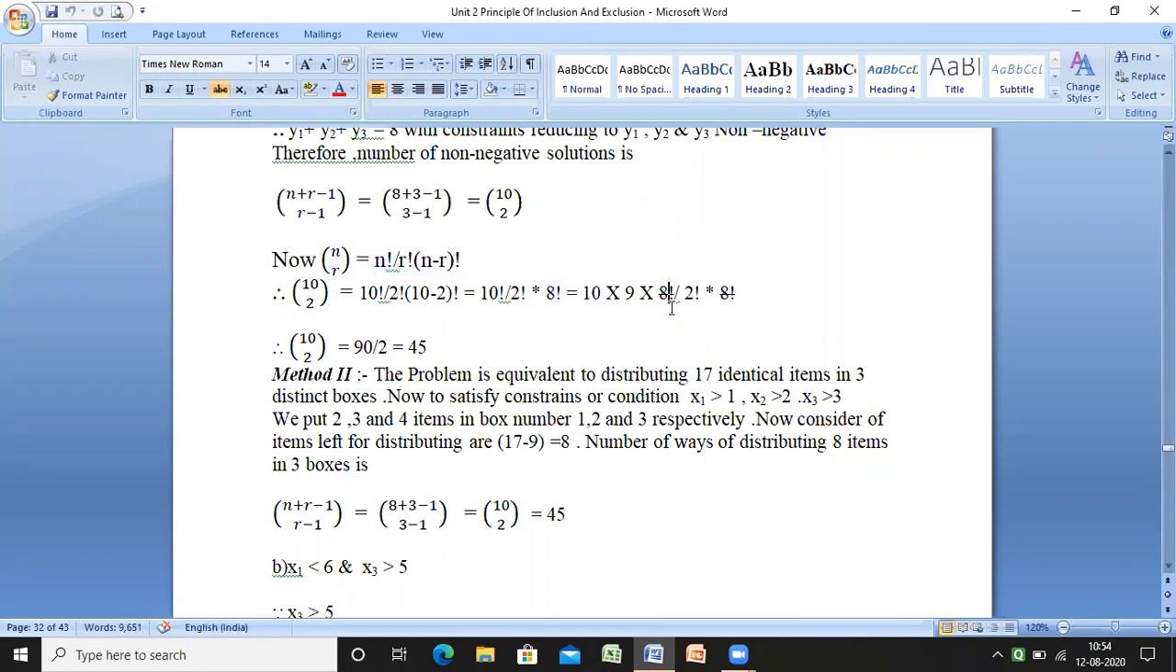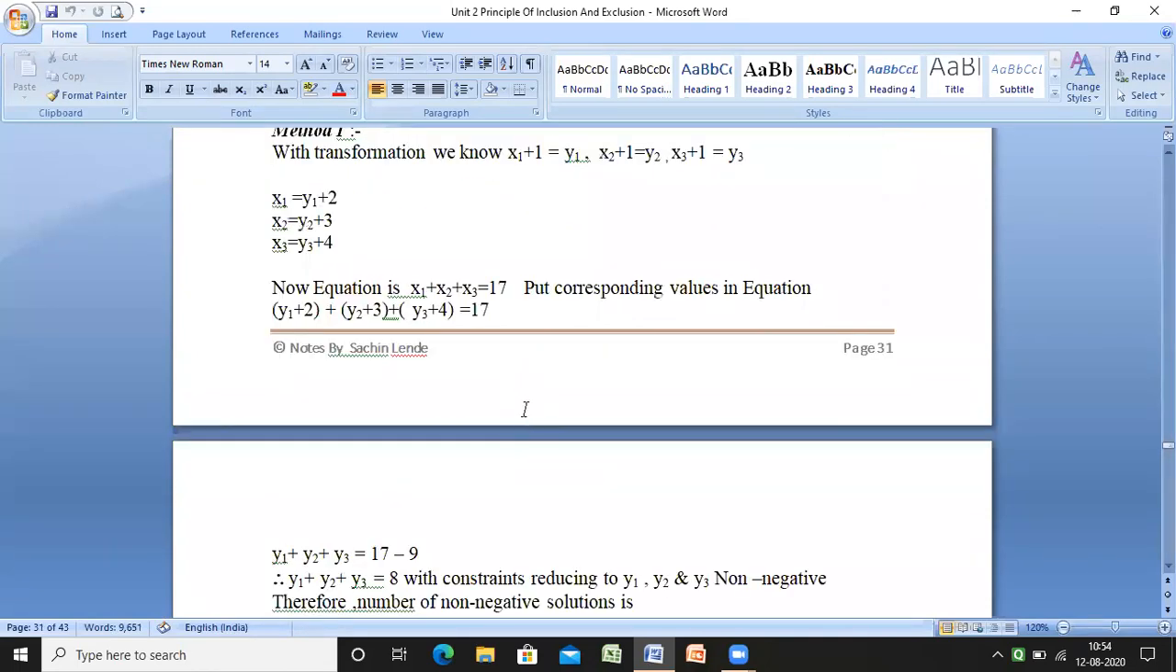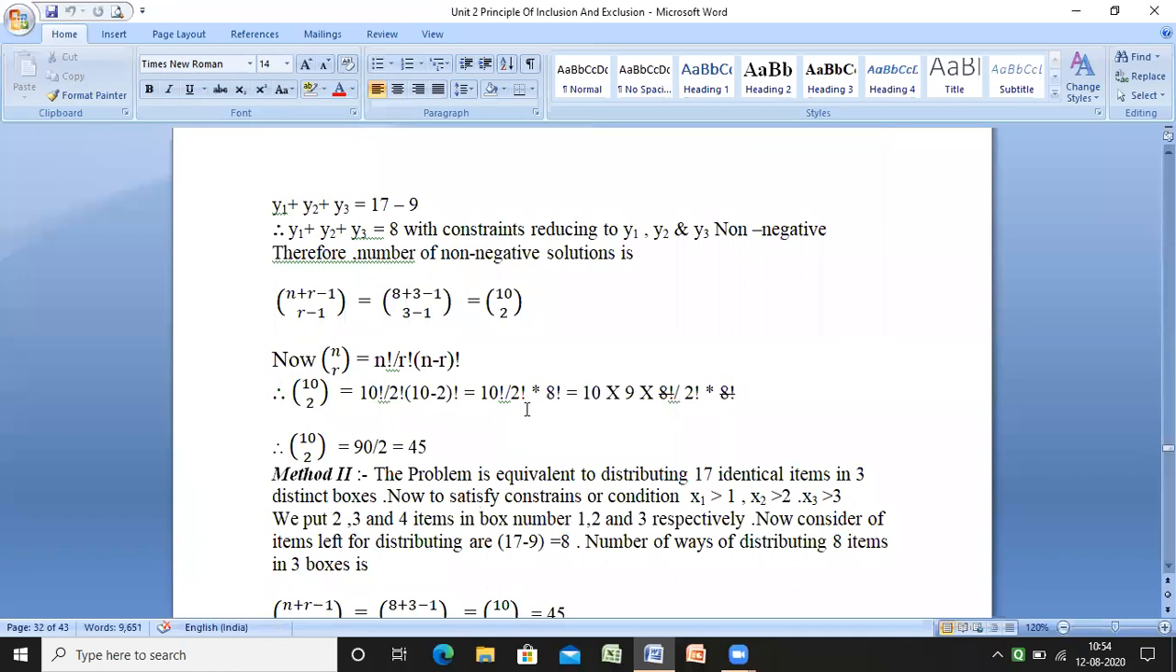8 factorial gets cancelled there. 10 into 9 is equal to 90, and we put that value 90 over here. And 2 factorial means 2 into 1, that means 90 divided by 2, and that value is 45. So this is the way we get the non-negative integer solutions for the equation x1 plus x2 plus x3 equal to 17. This is the value we get for the solution.